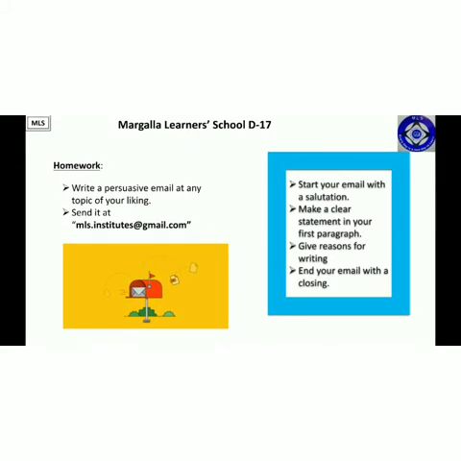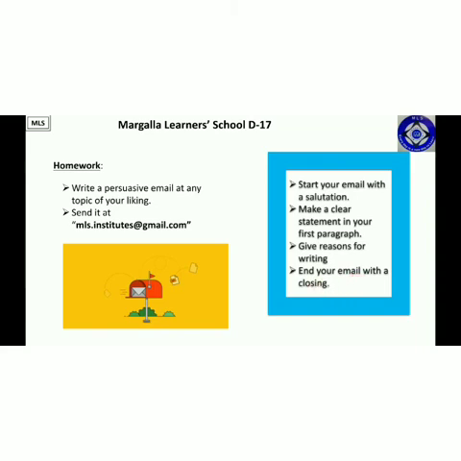It must be of quality, but the quantity must be less so that the next person is able to read it in time. Let's see what are the good qualities of a persuasive email. Start your email with a salutation, that's necessary. Make a clear statement in your first paragraph. In the very first paragraph, the introduction of your persuasive email, you must tell your reader what your stance is, what you want to do, and then give reasons for writing. Definitely you want to persuade the next person, so you must give 3 or 4 reasons in that regard. And lastly, end your email with the closing.